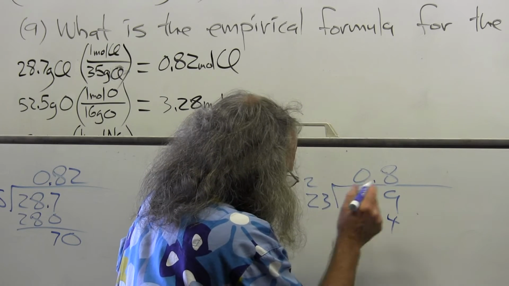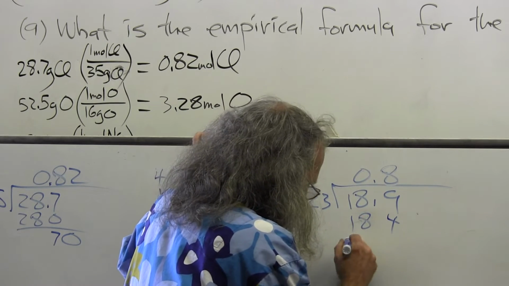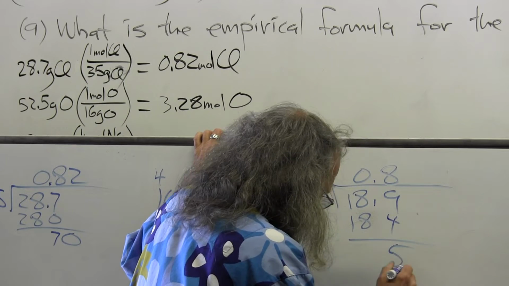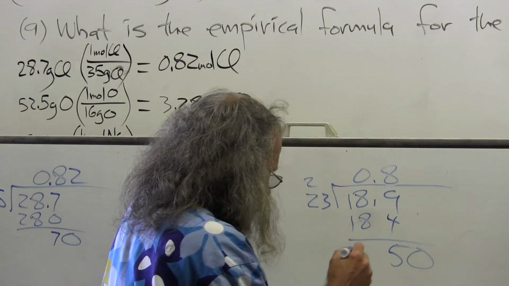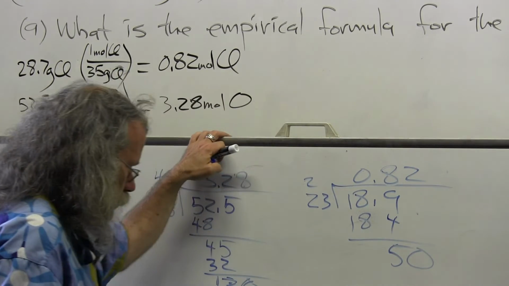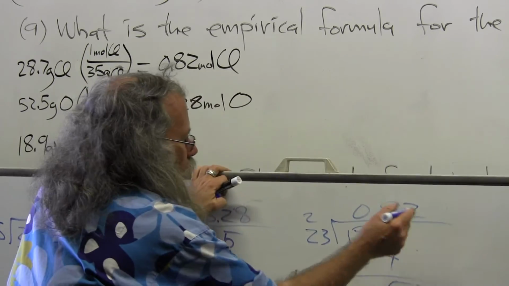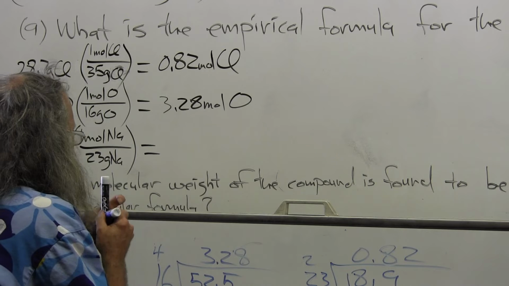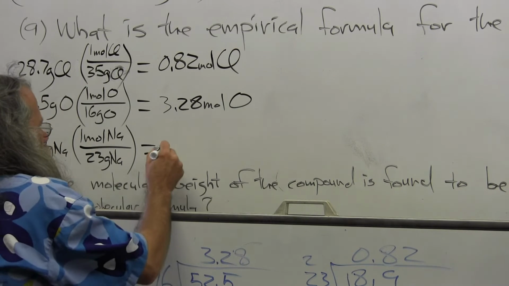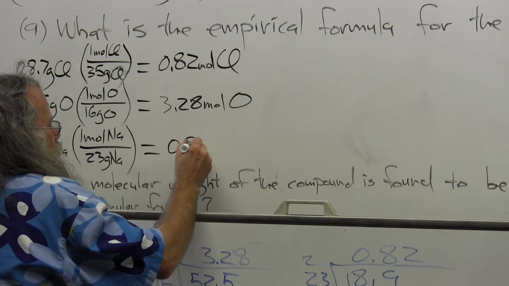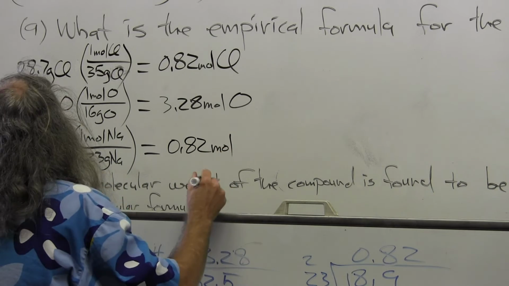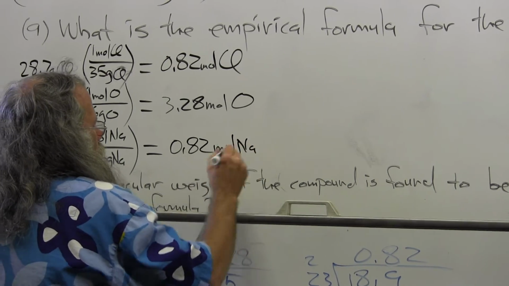8 times 2 is 16, and 2 is 18. 184, so that's 5. Oh, that would be a 2. And that would be 46. And I don't care what happens after that because I have enough information to finish the problem. 0.82 moles of sodium.